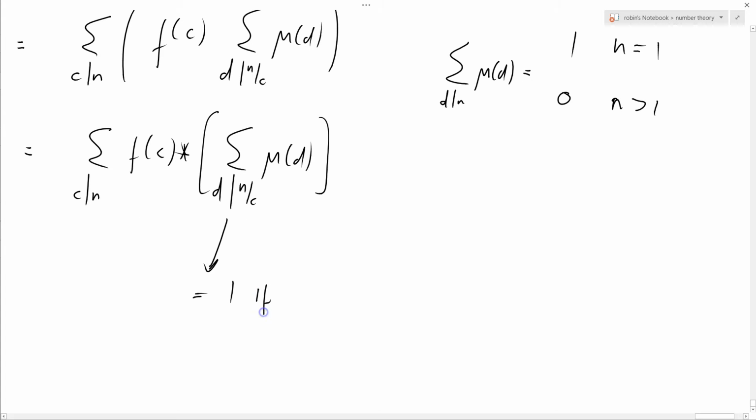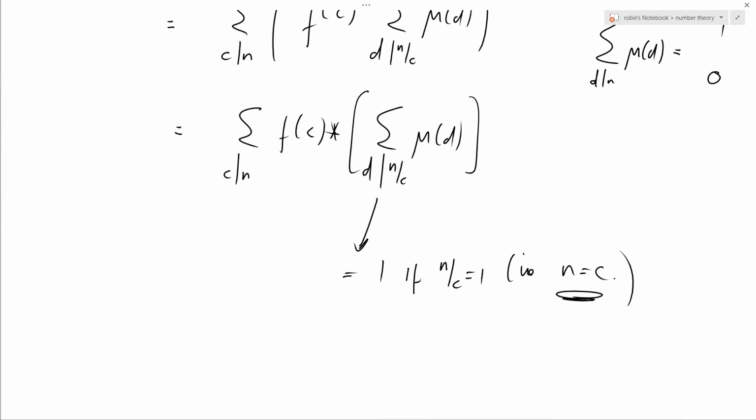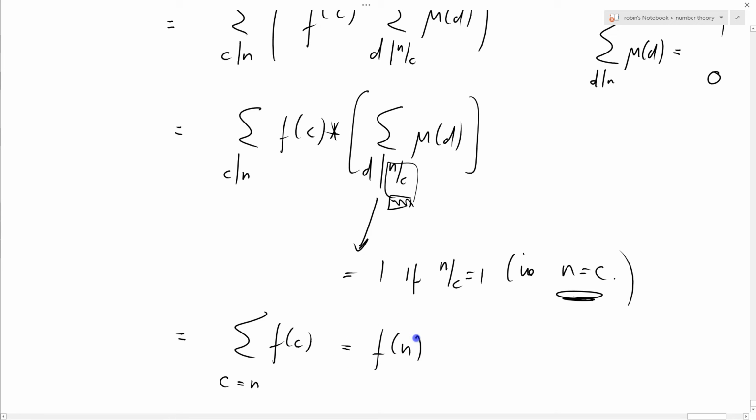So this equals 1 if n over c equals 1, i.e. n equals c. So it's only if n equals c that this function is 1. And if n is not equal to c, if this ratio n over c is not equal to 1, this whole summation drops out and it's 0. So we've got sigma over c equals n, because that's the only contribution that we've got from this bit here. f of c equals f of n. Well, there we are. There we have it. How anybody discovered this formula, I've got no idea.